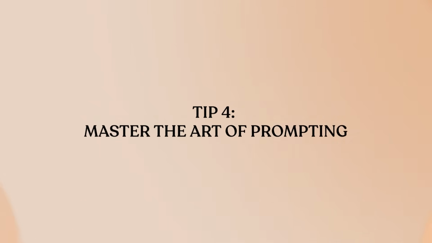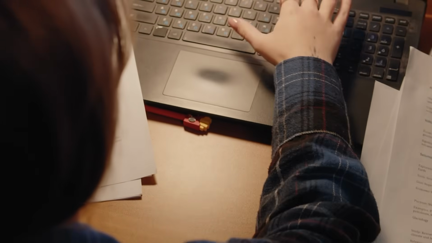Tip 4. Master the art of prompting. Now let's talk about the skill that separates good AI users from exceptional ones: prompting. Most people approach ChatGPT like they're asking a question to a search engine, but effective prompting is more like directing a highly capable assistant who needs context and clear instructions to do their best work. The formula that consistently produces better results is role, task, context, constraints, and format. This might sound complex, but it's actually about being specific in 5 key areas, and the payoff is enormous.